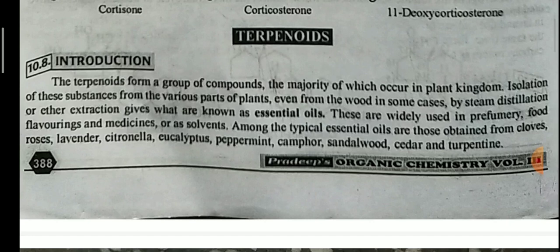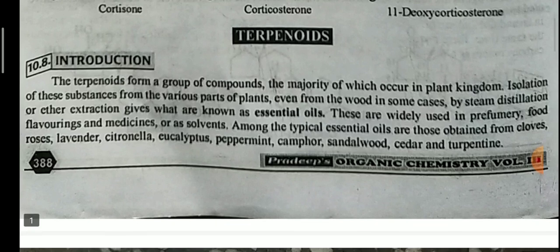Isolation of these substances from the various parts of plants, even from the food in some cases, by steam distillation or ether extraction gives what are known as essential oils. These are widely used in perfumery, food flavorings, medicines, or as solvents. Among the typical essential oils are those obtained from cloves, roses, lavender, citronella, eucalyptus, peppermint, camphor, sandalwood, cedar, and turpentine.